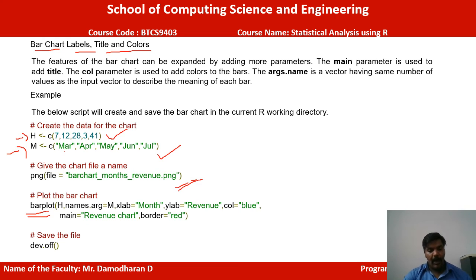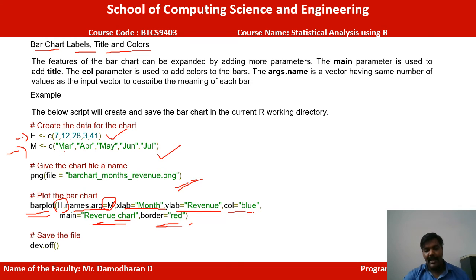So with barplot, the vector value, names.arg is M. So this name will be considered as M. xlab is month, ylab is revenue. The plot will be plotted in blue color, and revenue will be generated as the label of the chart, and the barplot will give the border in red color.